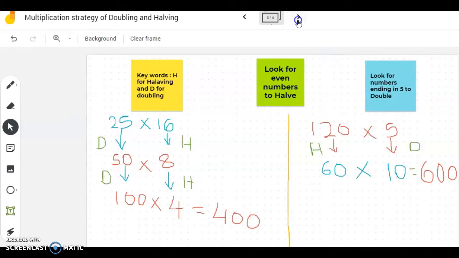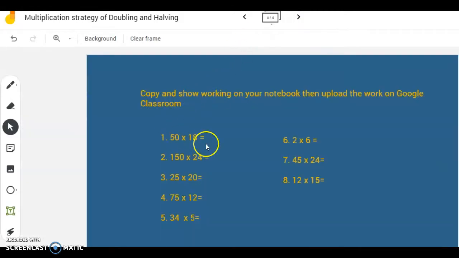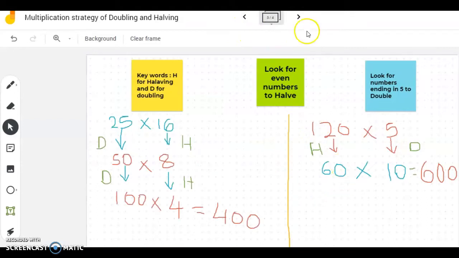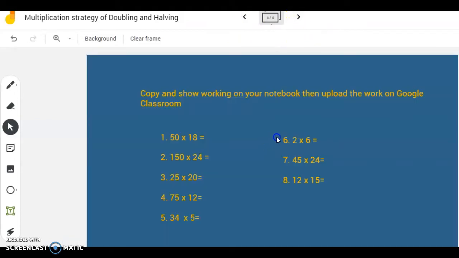So when you go to slide 4, I need you to try this. Copy and show working in your notebook, then upload work on Google Classroom. I need to see the arrows for halving and the arrows for doubling. Do until you reach where it is very comfortable to work through. So with that, I wish you well. Do your practice. Pause the video, do your practice in your notebook, and upload the work.